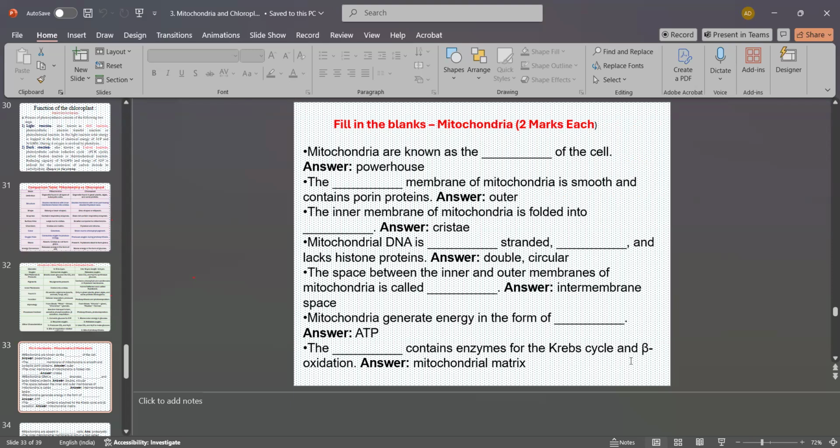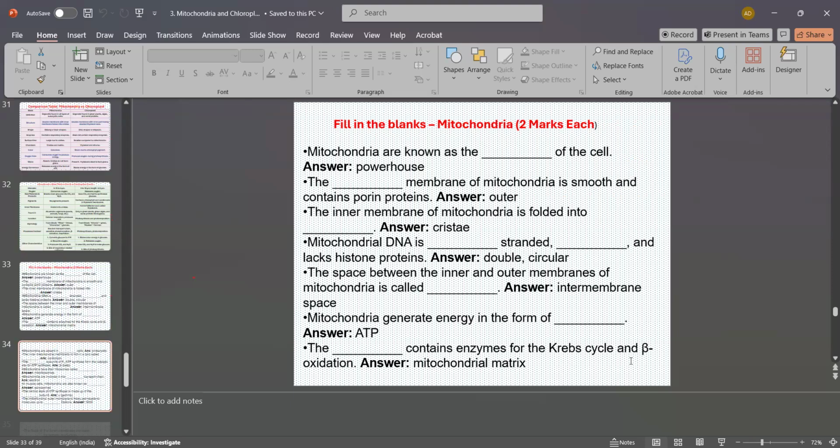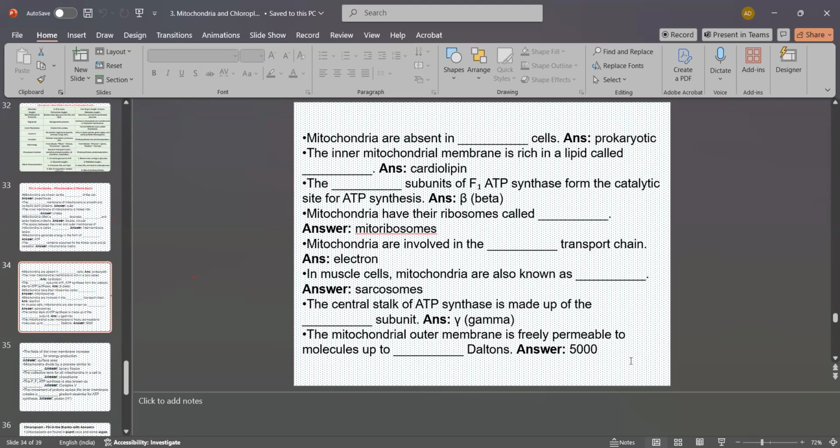The space between the inner and outer membrane of the mitochondria is called the intermembrane space. Mitochondria generate energy in the form of ATP. The dash contains the enzymes for the Krebs cycle, which means the mitochondrial matrix. This is also the same kind of question. Mitochondria are absent in dash, prokaryotic cells. The inner mitochondrial membrane is rich in lipids called cardiolipin.